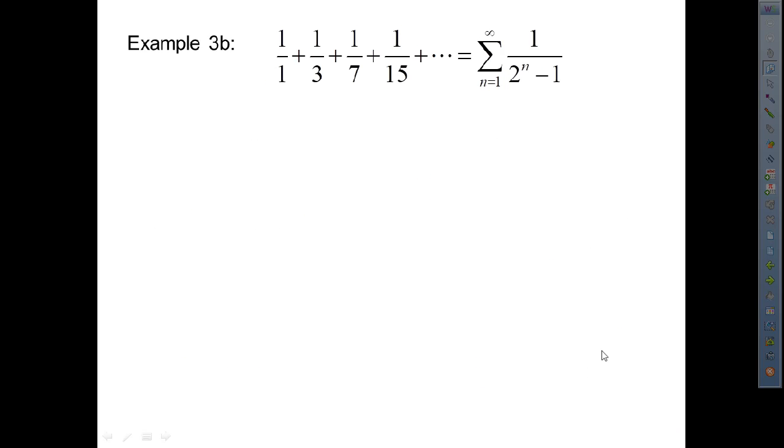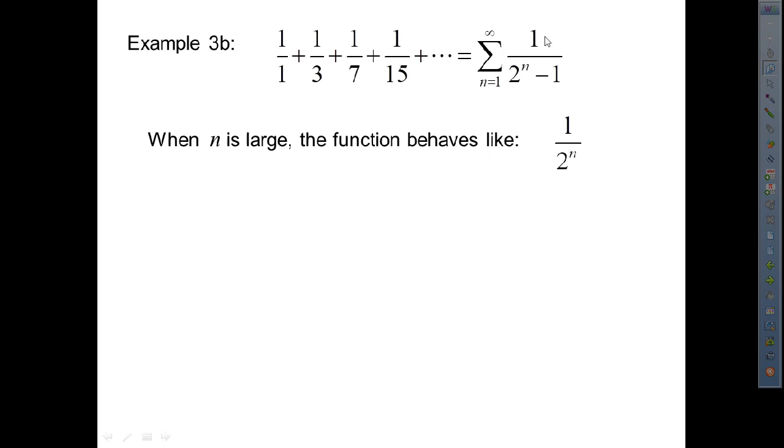All right, what about this one? So we get 1 over 1 plus 1/3 plus 1/7 plus 1/15, and that ends up being the sigma notation from n equals 1 to infinity of 1 over (2 to the n minus 1). So when n is really large, the function is going to behave like 1 over 2 to the n. Remember, that minus 1 is negligible. We can kind of toss it out as n gets larger and larger. It's going to have less of an effect on the denominator. So we can actually use that to compare it to.